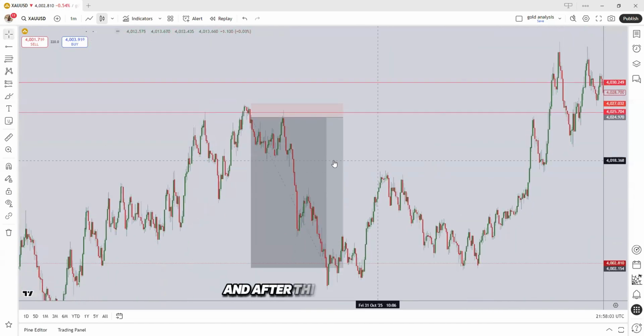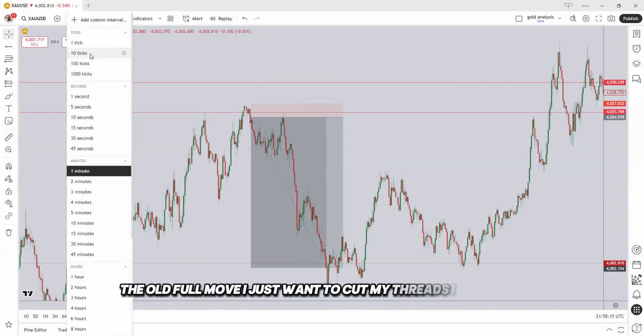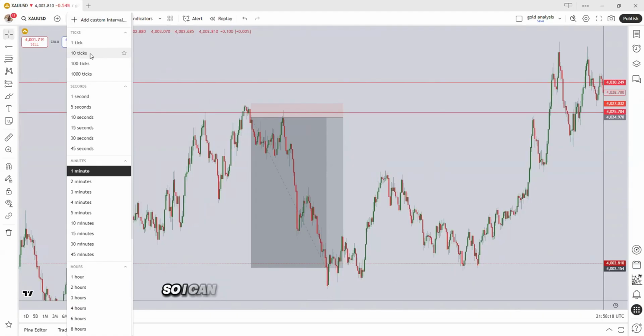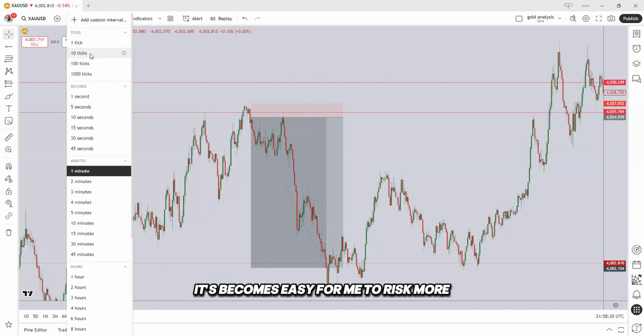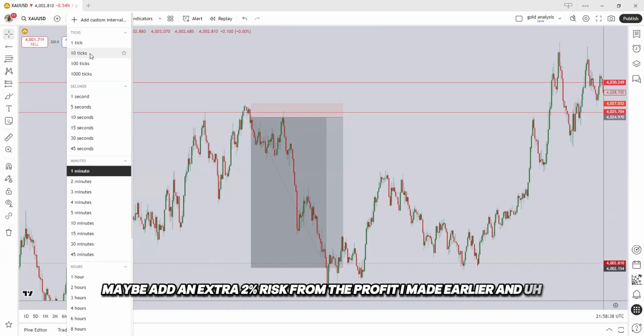And after this, I decided, okay, what's next? Because I'm someone who would not want to catch the full move. I just want to cut my trades into pairs so I can capitalize my profits and maximize my portfolio. And maybe when I see a nice trade, it becomes easy for me to risk more, maybe add an extra 2% risk from the profit I made earlier on the next trade.